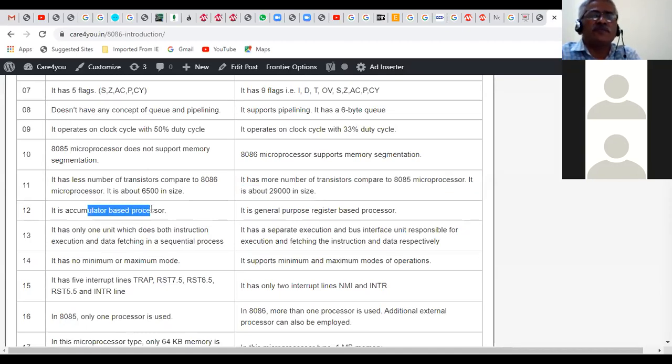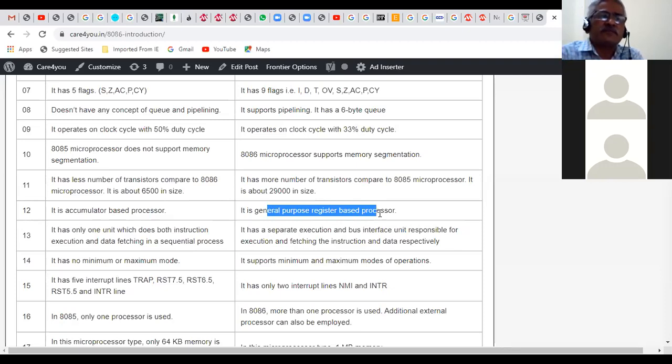Accumulator based processor means that when we write the instruction, we do not need to write the accumulator separately. Accumulator is part of the instruction. Whereas the 8086 is a general purpose register based processor. You will be required to write the accumulator explicitly, like MOV A, comma, the other register. But in 8085 that was not required.